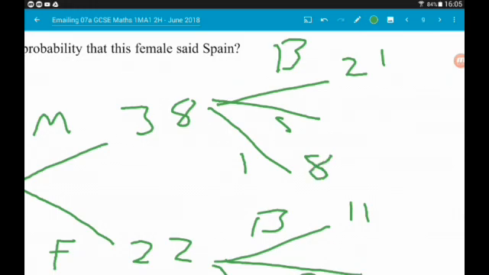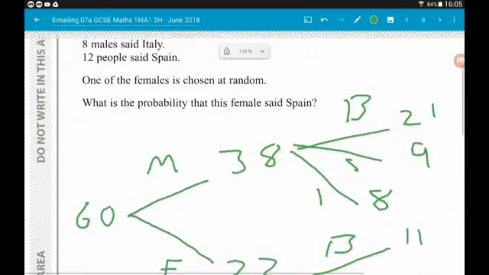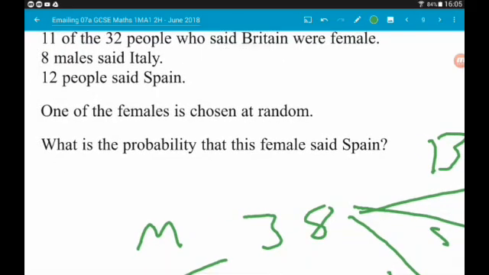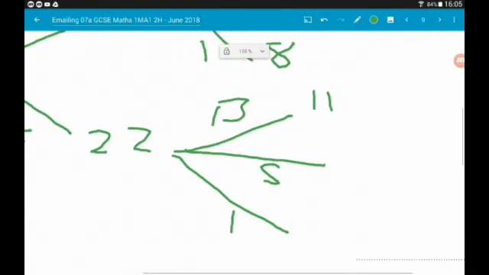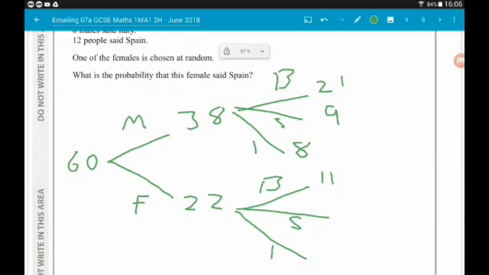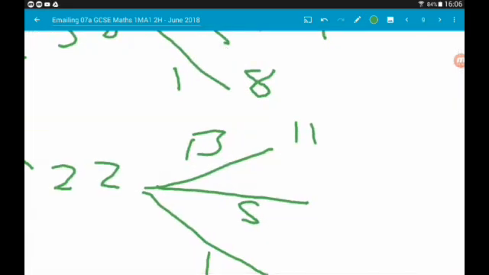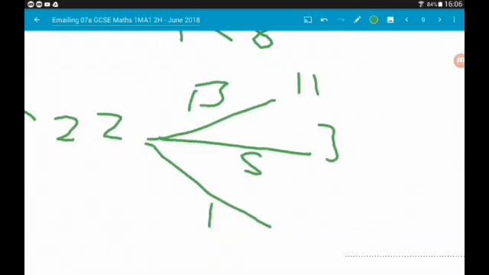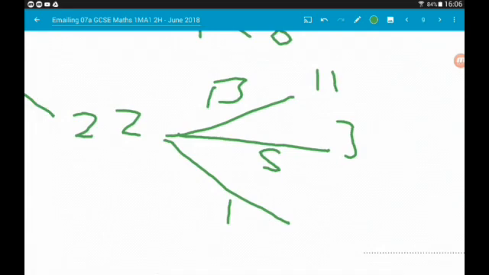Now from that we are able to work out how many males said Spain, because we know there are 38 males altogether. So at the moment 21 add 8 is 29. So 38 take away 29 tells us 9 males chose Spain. So we are told 12 people said Spain altogether. So 9 males said Spain, so 3 females must have said Spain. Now we could, if we wanted to, work out how many said Italy. At the moment we've got 11 and 3, which is 14. So to make it up to 22, 8 must have said Italy.